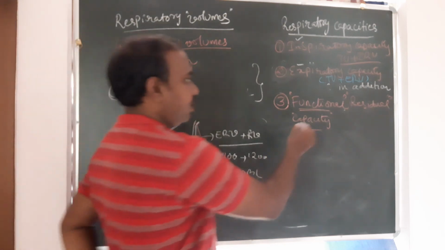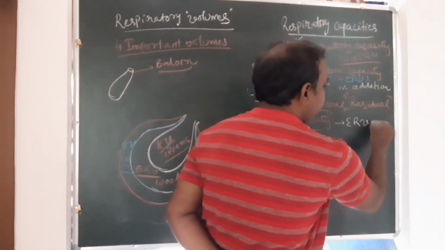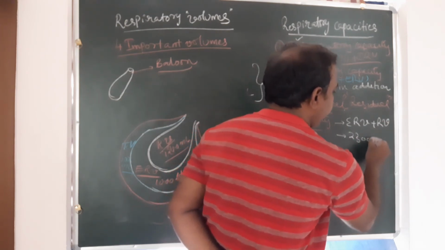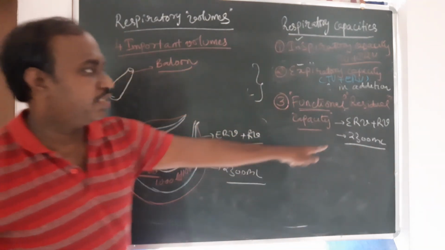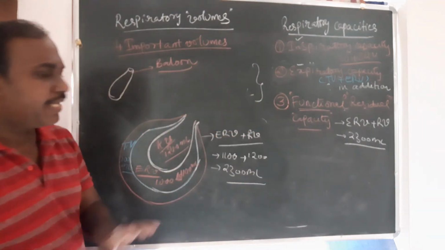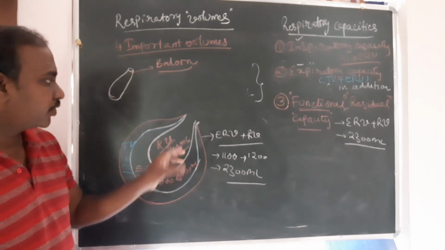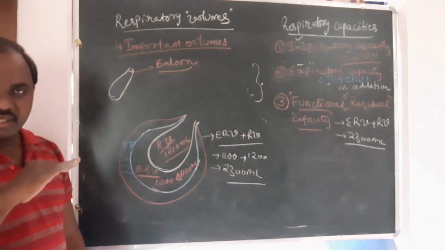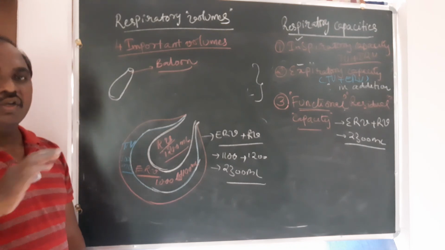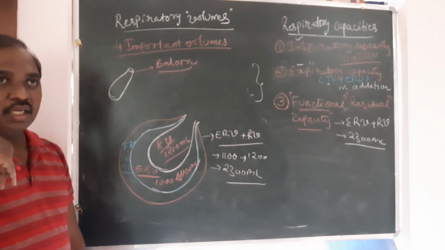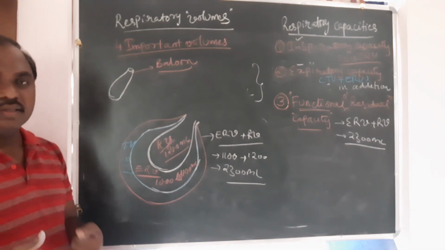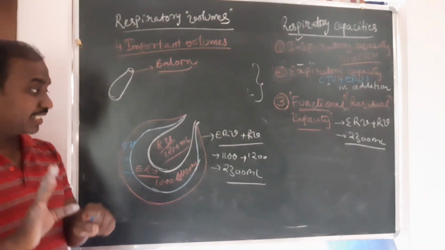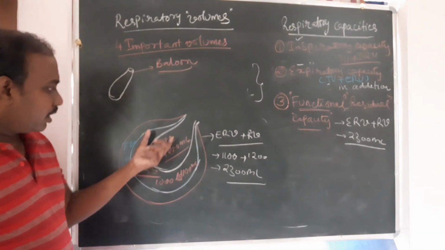Right? 2300 ml. So functional residual capacity is ERV plus RV, that is 2300 ml. This much air is always present in the lungs during the quiet tidal volume. That means when you are sitting, when you are doing nothing, when you are sleeping, without doing any work. Not a forceful work, such as running, exercising, or running away from a chasing dog, and all of this.